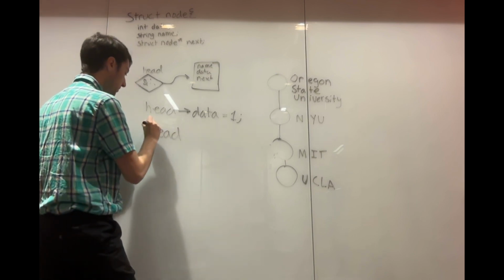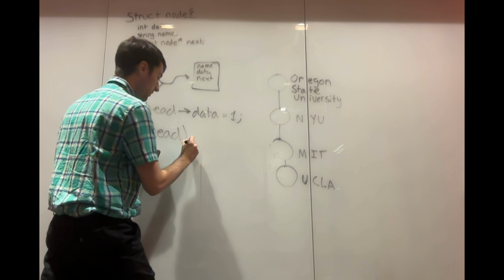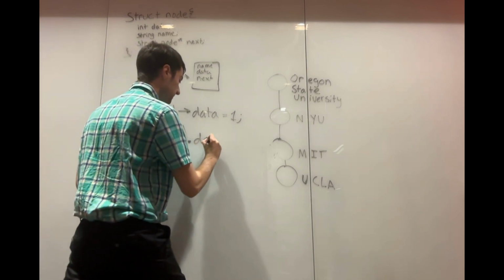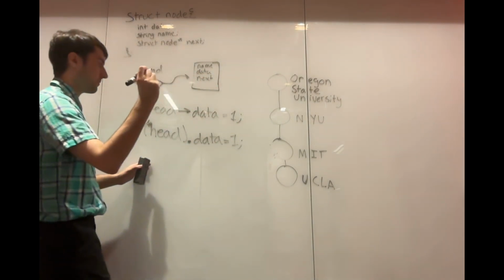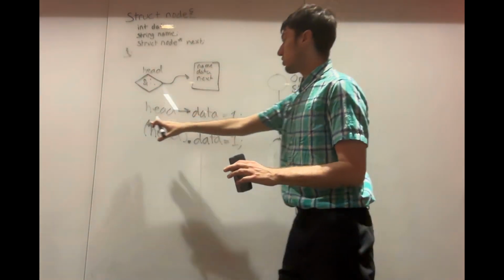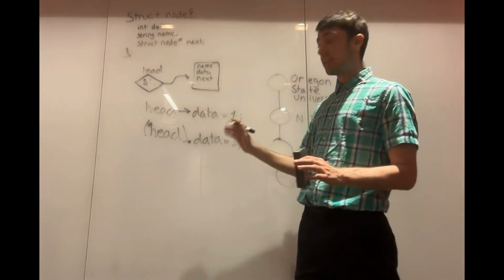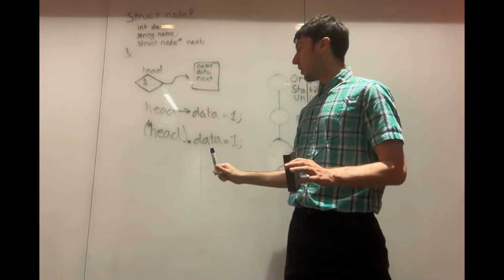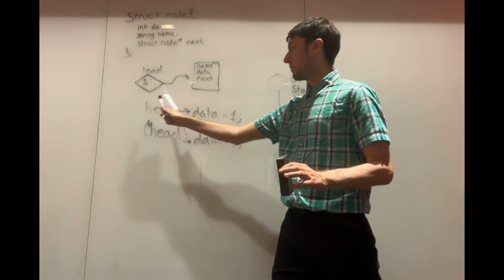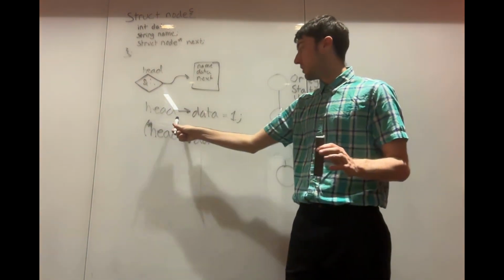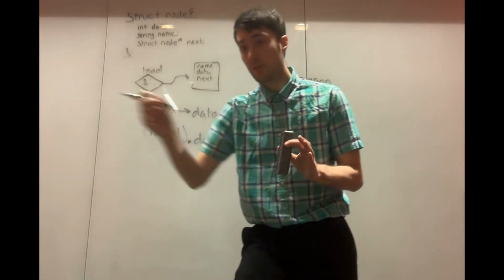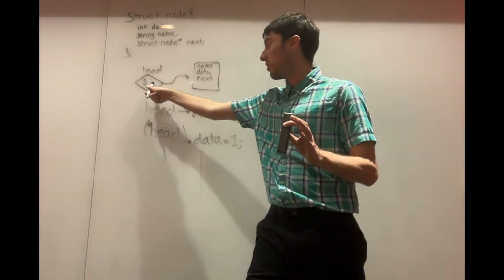Head with the dereference operator dot data equals 1. Okay. So these two statements are identical. This arrow operator means take this element, dereference it. So this is a pointer. It means go to the place which this pointer has.